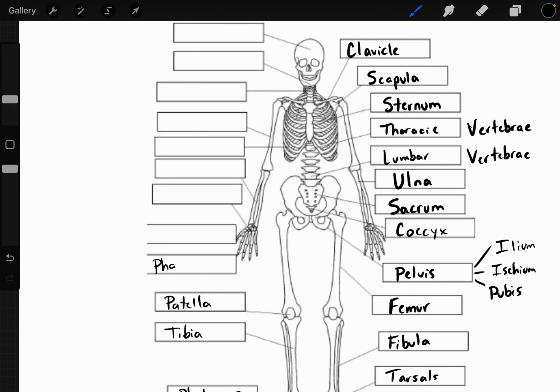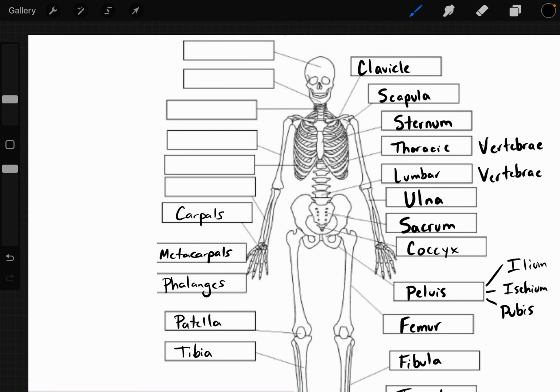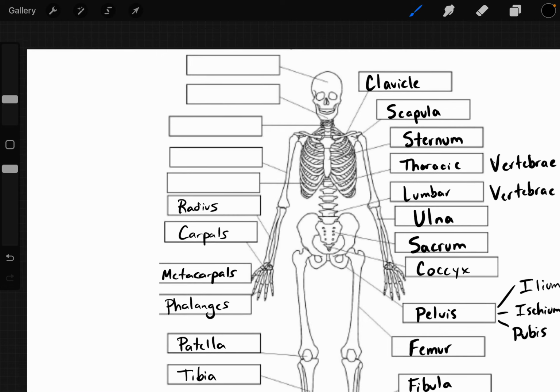Then you're going to hear phalanges again. So the phalanges are actually all the bones in your toes and fingers, collectively called phalanges. Next one is going to be metacarpals. Then the bones of the wrist are called the carpals. Now we're back to the forearm. So the ulna is on the pinky side. The radius, which is the next one, is going to be on the thumb side. Okay, so radius always on the thumb side.